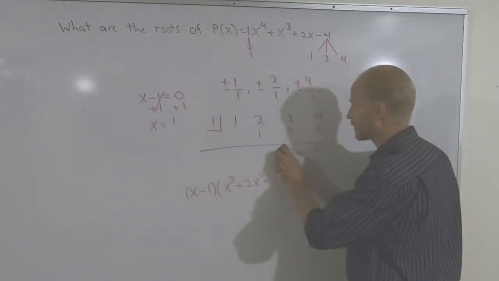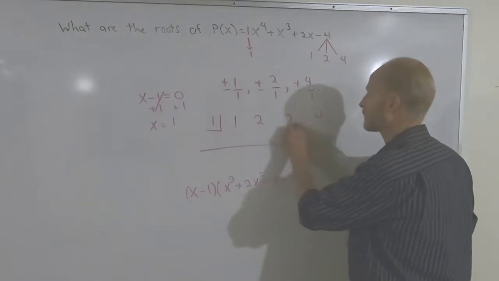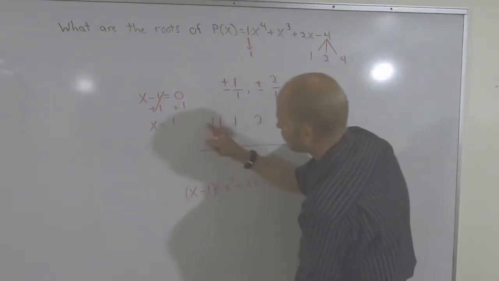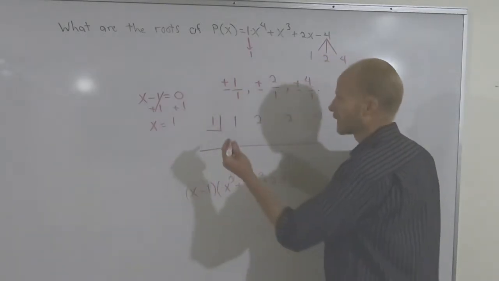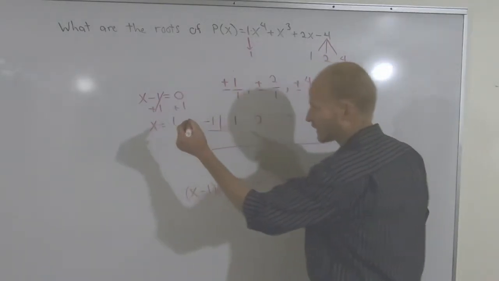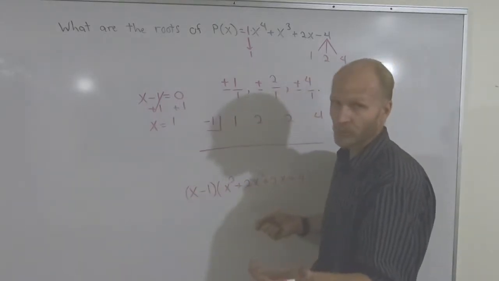Let's try negative 1. Now, if I put a negative 1 inside the box, this is going to represent the linear factor x plus 1. All right? So let's just put a negative sign in front of it and just go through the process again.